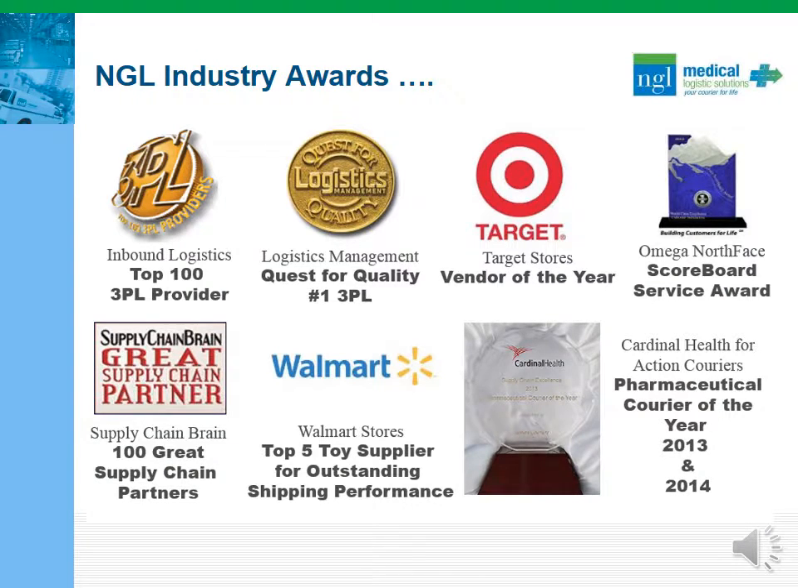We are proud of the work that we do and have also been recognized throughout the industry with numerous awards for a Top 100 Third-Party Logistics Provider, Vendor of the Year for Target, a Top 5 Toy Supplier for Walmart retail stores, and numerous other awards.